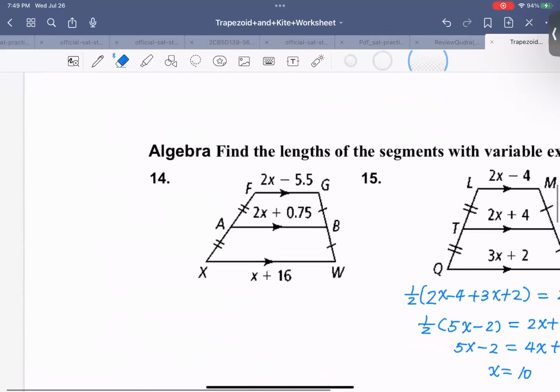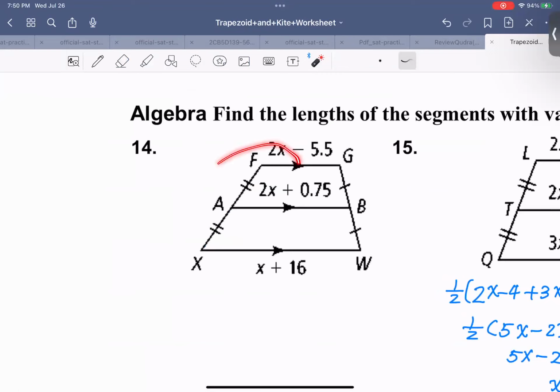I'm going to delete this. Number 14. Go ahead, based on what we learned for this. This is called the midpoint. Connect these two midpoints. This is a mid segment. Based on this mid segment, let's get the x value. Solve for 14.